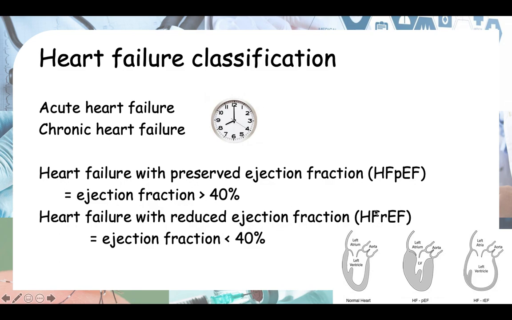And then heart failure with ejection fraction. Now the classification based on ejection fraction. So you have heart failure with preserved ejection fraction, where the ejection fraction is more than 40%, and reduced ejection fraction, where the ejection fraction is less than 40%. So what is ejection fraction actually?